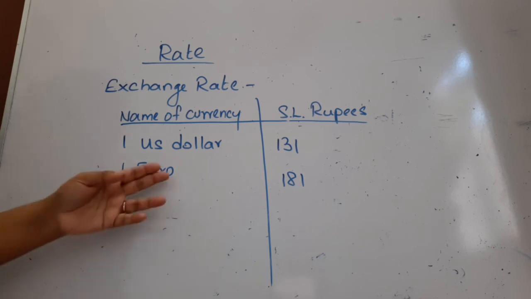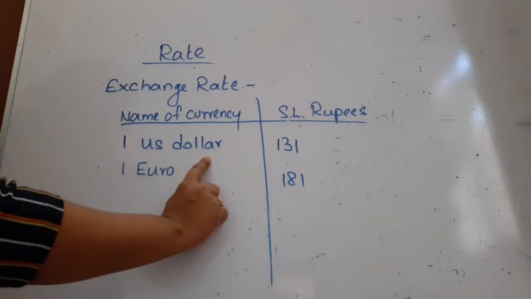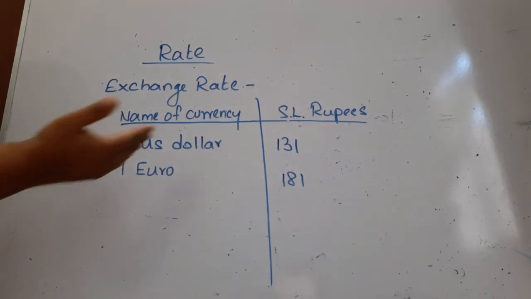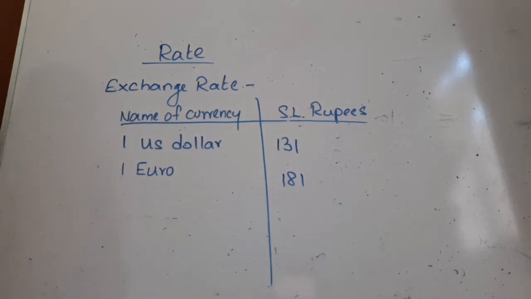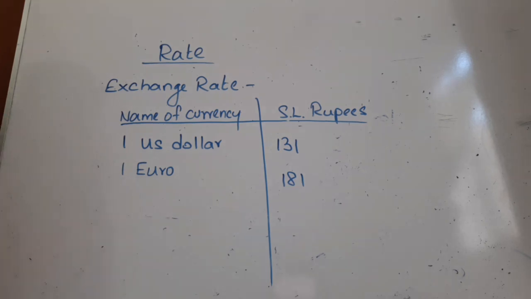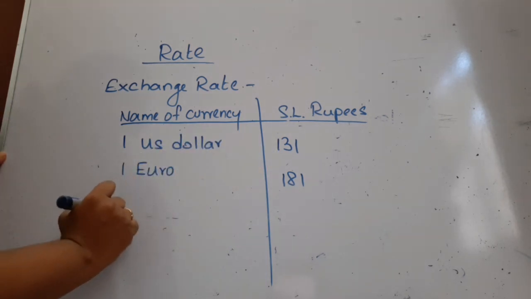So this is known as a rate. Why? Because this is in US dollars, whereas this is given in Sri Lankan rupees. That's why this is called a rate, two different units. Now I'm going to ask something. How much will you get if you give a $10 bill? Will you get 131 rupees? No, right? Let's say now $1 is 131 rupees.